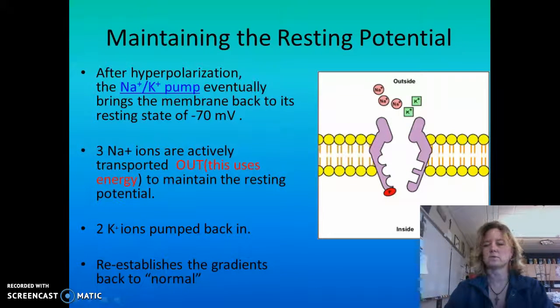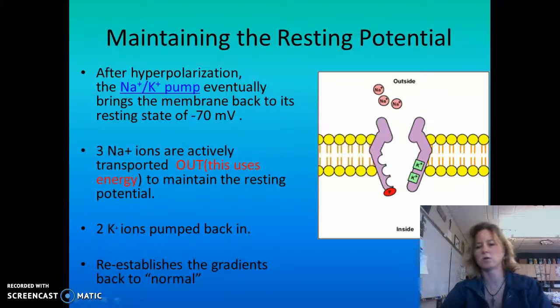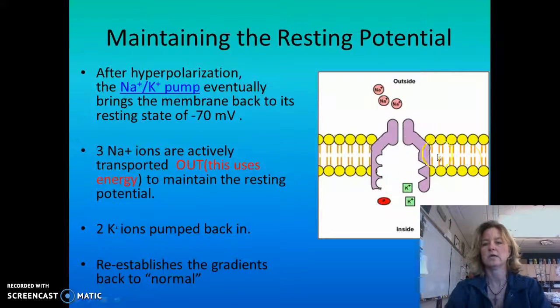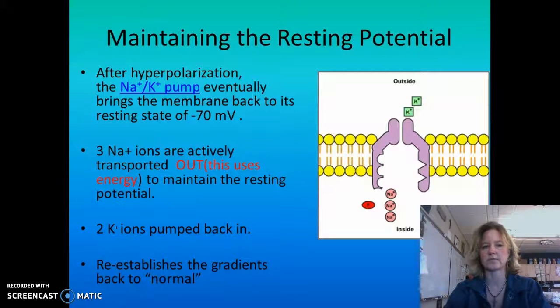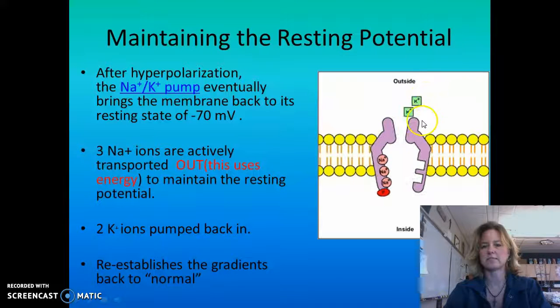And the way that we use this is we can't use these channels anymore with the gates on them. We can't use open channels. We now are going to have to pump them across. So we have a thing that is called the sodium-potassium pump, and they are very specific to these two ions. So the sodium and the potassium pump are going to be working so that they pump 3 sodium ions out and 2 potassium ions in.